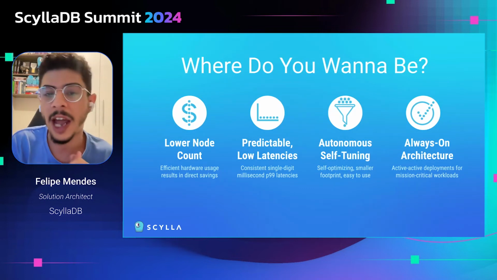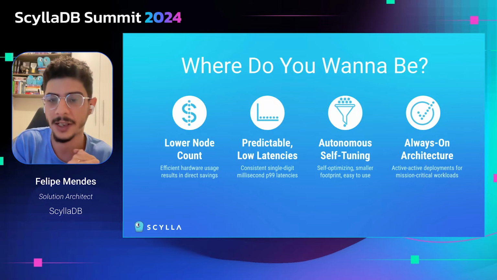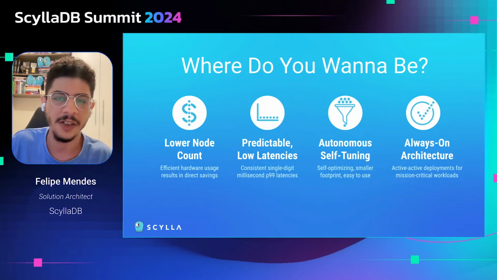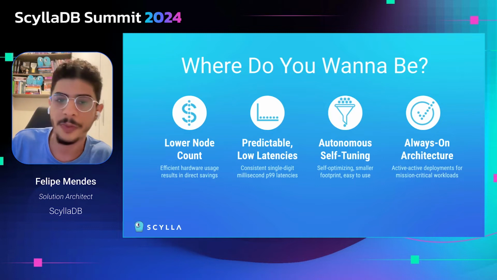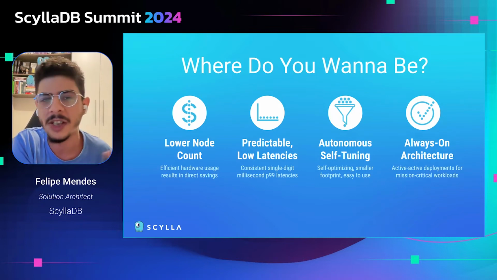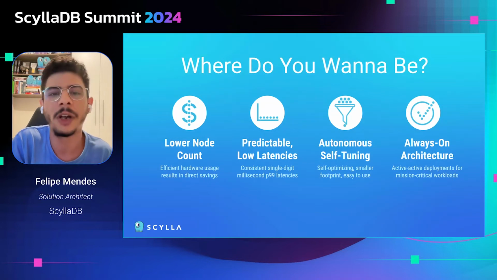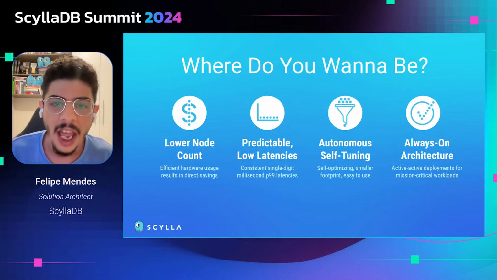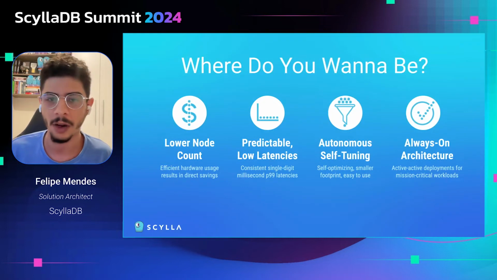ScyllaDB is the database for high throughput and predictable low latencies. Our database counts with top-notch engineering advancements, allowing workloads to fully maximize the power of modern infrastructure. Our user space schedulers guarantee that background database operations never hurt your workload latencies, and our architecture was specifically designed to be always on, able to sustain even the most demanding mission-critical workloads.